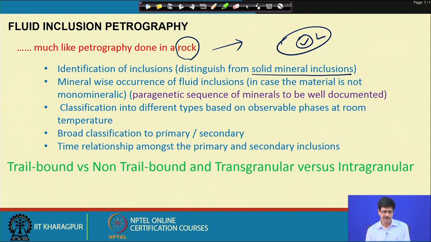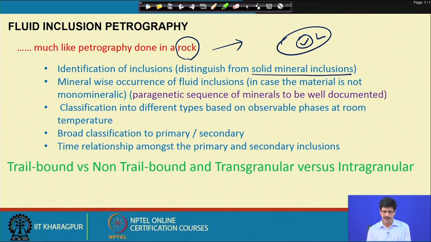If it is a polymineralic aggregate, then the paragenetic sequence of the minerals has to be well documented. Suppose, for example, we are studying an ore specimen in which there is quartz, calcite and fluorite, and all these three minerals are hosts for fluid inclusions, then their paragenetic sequence should be very well established, so that the fluid inclusion characteristics can be correlated and compared to see what exactly was the path of evolution of the fluid.